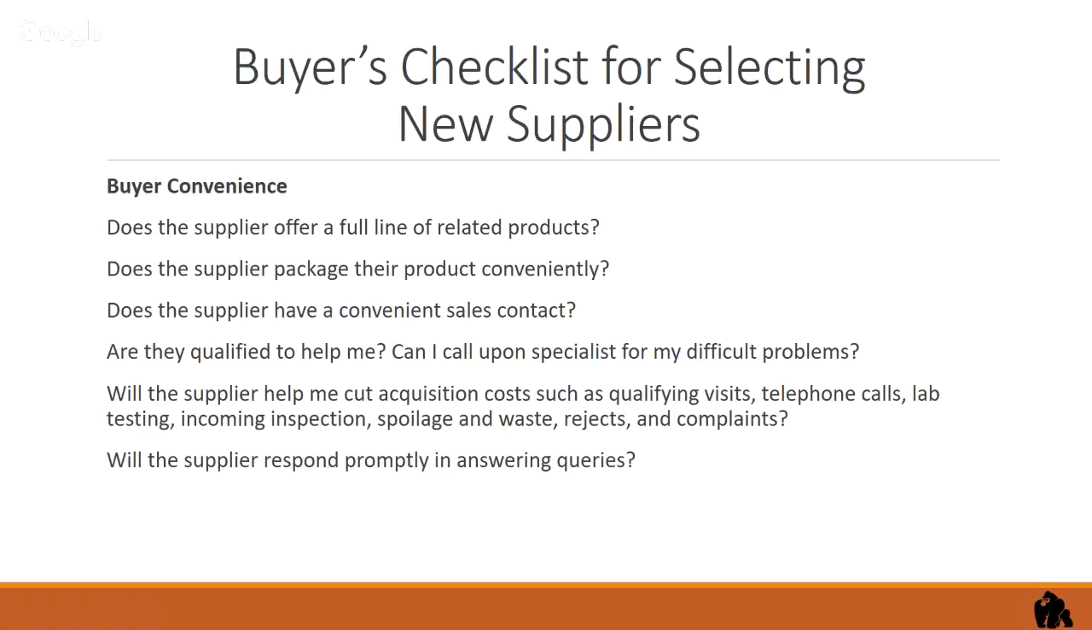Does the supplier package their products conveniently, or do they have to ship it out? Or if you want specific packaging and they don't do it, what's going to happen? You need to understand these aspects. Does the supplier have a convenient sales contact? In other words, good English.